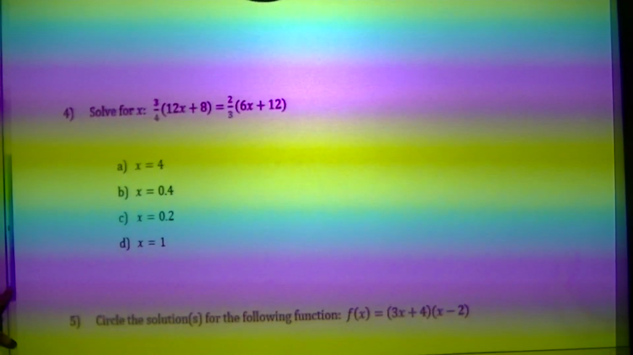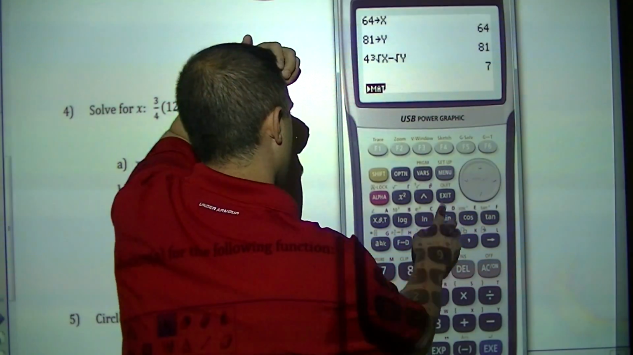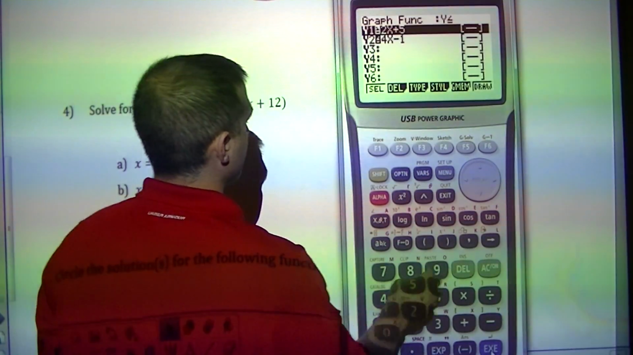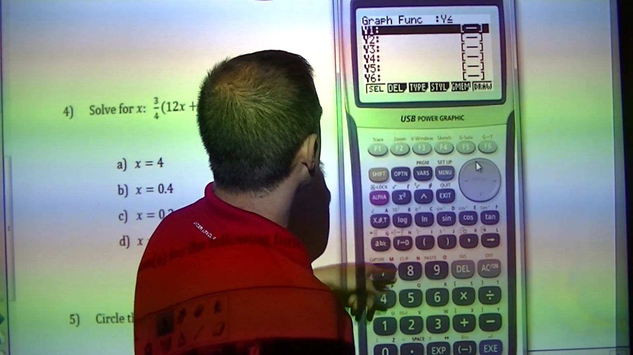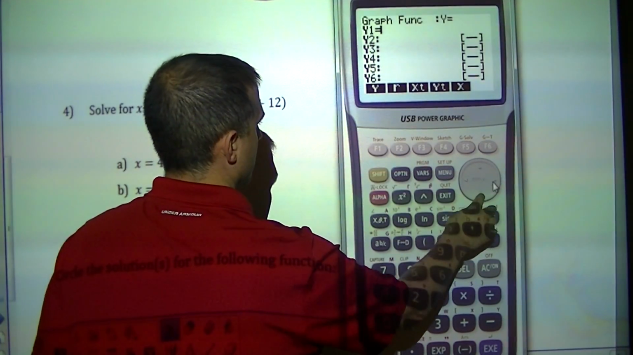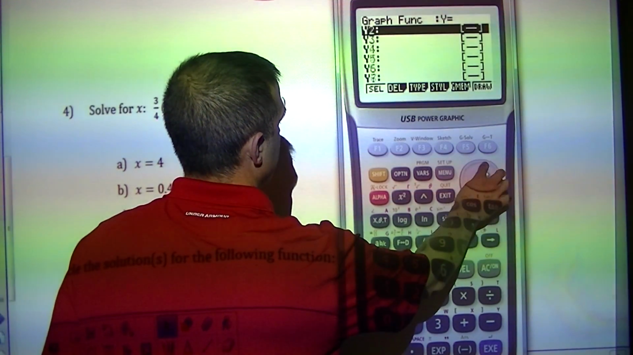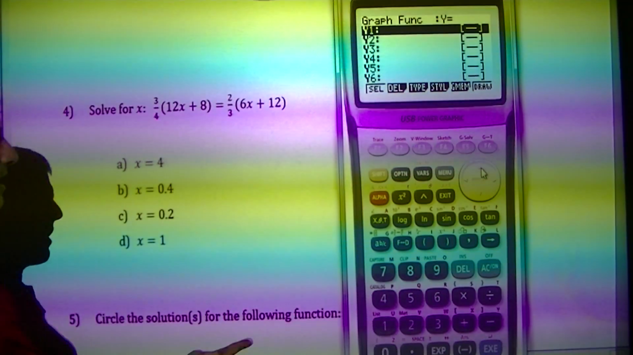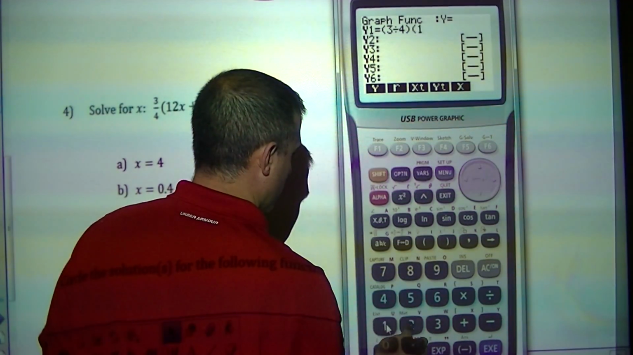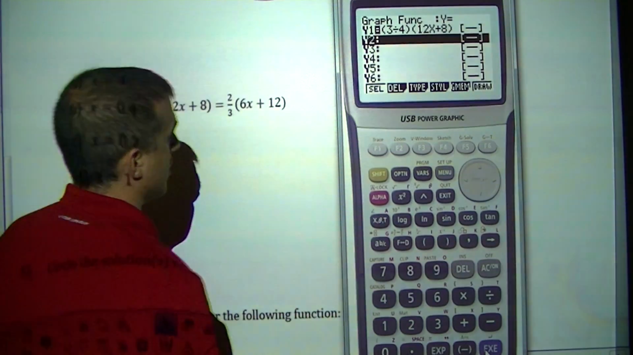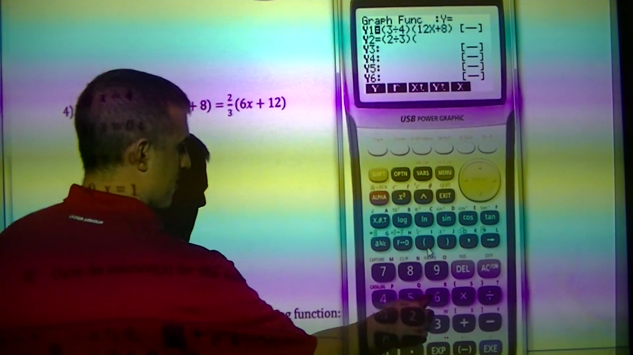Number 4, solve. Now when I solve, what I'm going to do is go to the calculator, menu, graph, delete. Let me change the type, y equals, exit, type y equals. Sorry, I had to delete some things there. So what I'm going to do is type in parentheses, 3 divided by 4, then another parentheses, 12x plus 8. This one's going to be 2/3, so parentheses 2 divided by 3. Another set of parentheses, 6x plus 12.